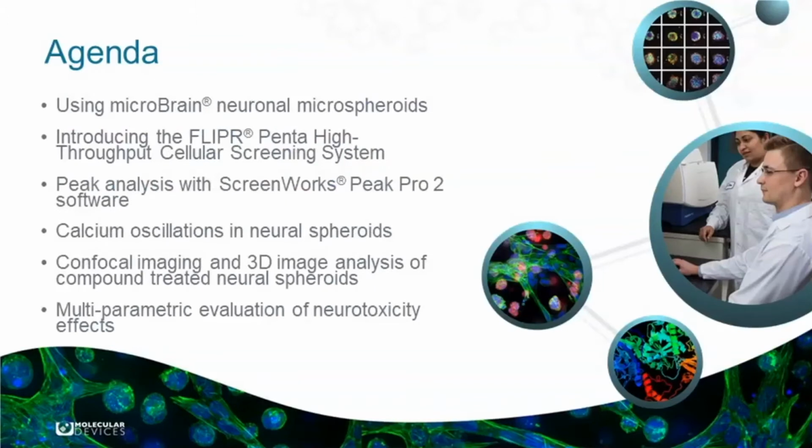Today we're going to use the spheroids on both the FLIPR Penta high throughput cellular screening system and the ImageXpress Micro 3D confocal systems to look at the oscillation of calcium within the cells in the neurospheroids, or to look at direct images and staining of the spheroids. And then we're going to talk about multiple parametric evaluation of neurotoxic effects.